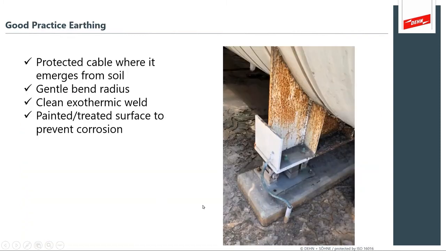So what are the things we want to spot as good practice? What should good look like? Well, you've got a pigtail emerging from the concrete. Where it emerges from the soil, it's protected. You've got a gentle bend radius. It's not perfect, but you've got an easy flowing gentle bend radius, which will eliminate a lot of impedance. You've got a clean exothermic weld. You can see the weld has got good contact, and it's been painted and treated to prevent corrosion over time. So these are the things that you want to check for.